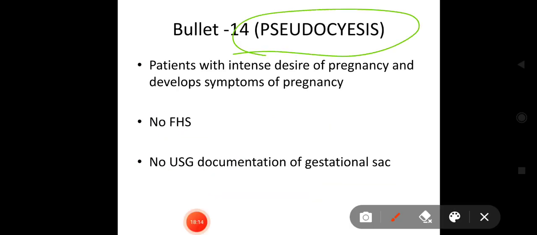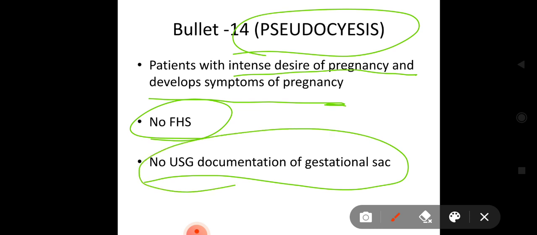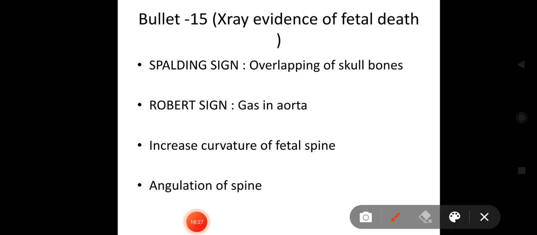Now pseudocyesis: a patient with an intense desire for pregnancy develops symptoms of pregnancy. No fetal heart sound is there, no USG documentation of pregnancy, just lag, but the patient feels symptoms of pregnancy. So this is pseudocyesis.